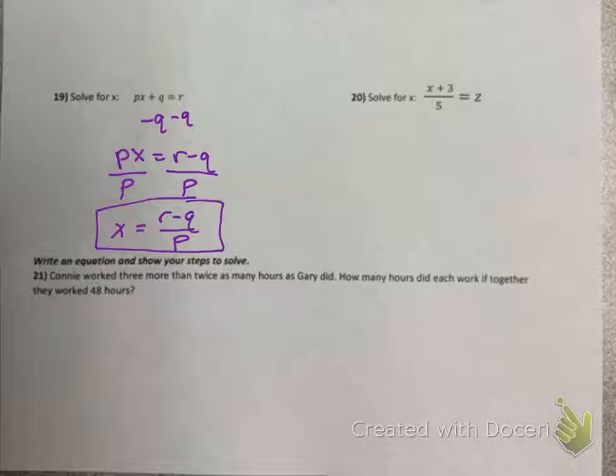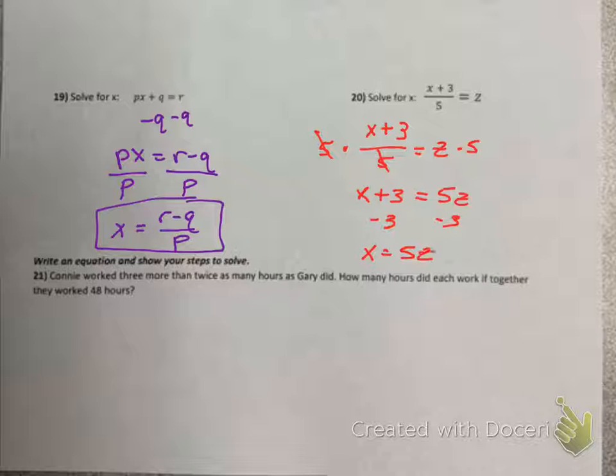Question 20, we're solving for x. So to solve for x, the first thing we have to remember is we've got to get rid of that 5 in the denominator in order to get x by itself. So we start by multiplying both sides by 5. So the 5's cancel. We get x plus 3 equals 5z. Then we'll get rid of the 3, so we subtract it. And so we end up with x equals 5z minus 3.